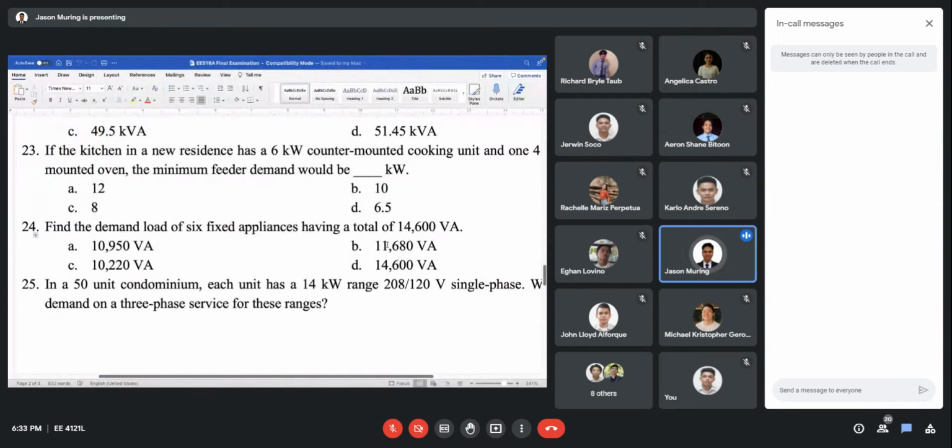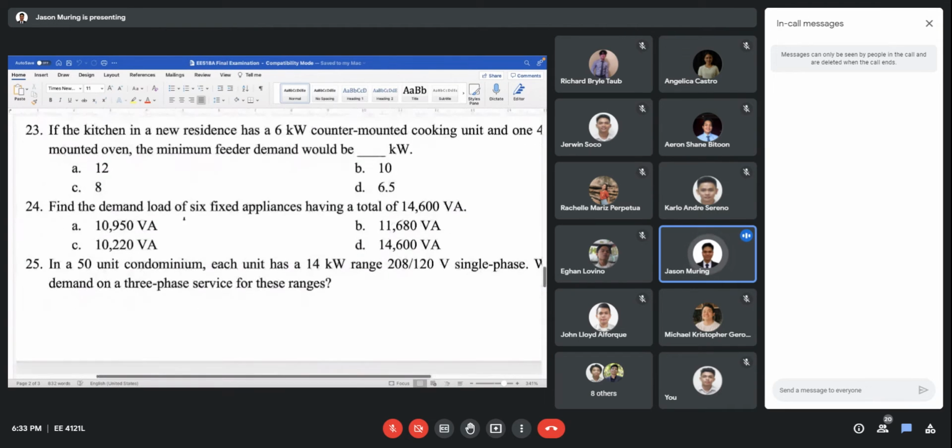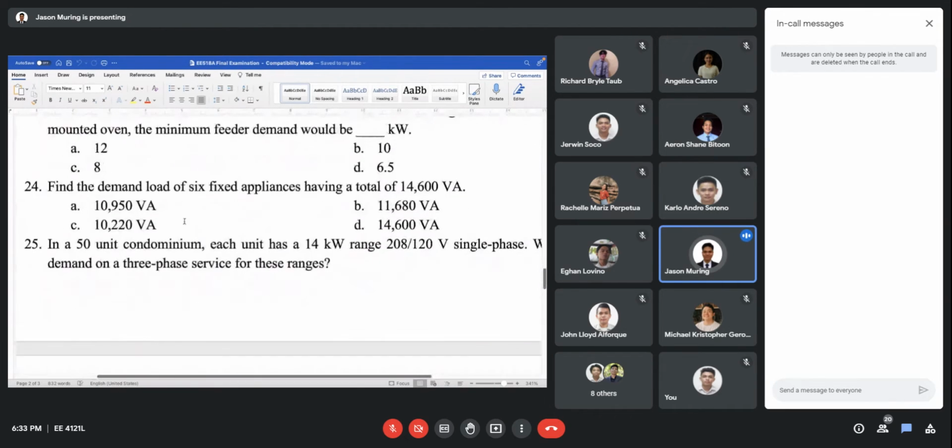So 14,600 times 75%. So I have here 10,950. Okay, so therefore the answer is letter A. So that's it. Every time we have a problem, we just have to look up in our National Electrical Code, find which section it is located in, then look for the applicable demand factor.